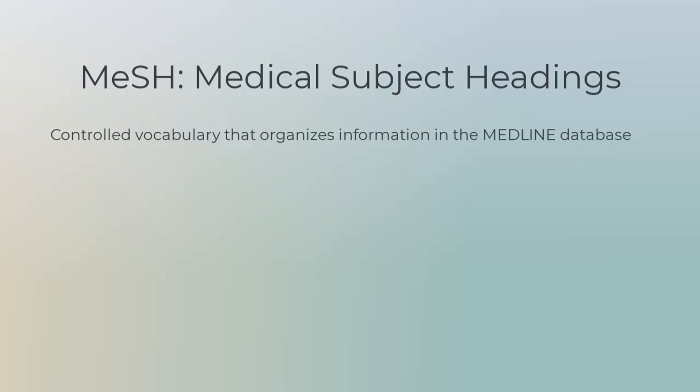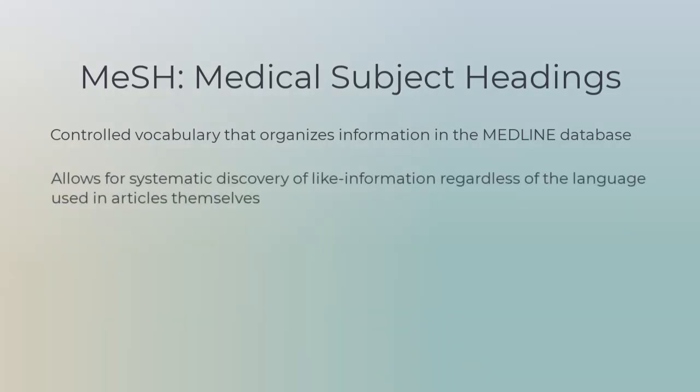The reason they use MeSH is to allow for systematic discovery of like information, regardless of the language used in the articles themselves. Okay, so this allows you to find research on the same topics, regardless of how the authors talk about those topics. So this helps in terms of finding information across different languages, and then just also helps find information that maybe just uses different language to talk about the same thing.